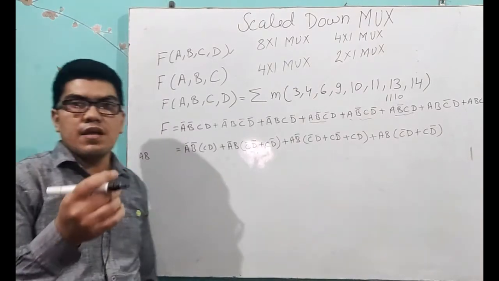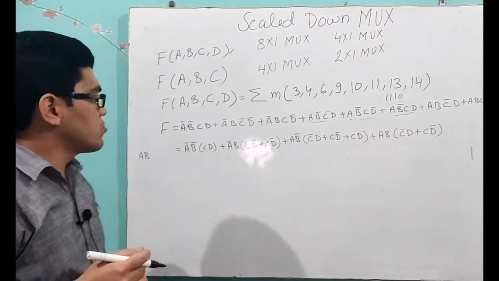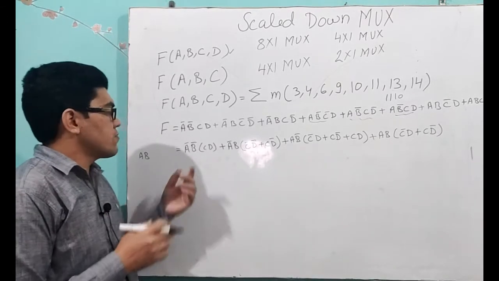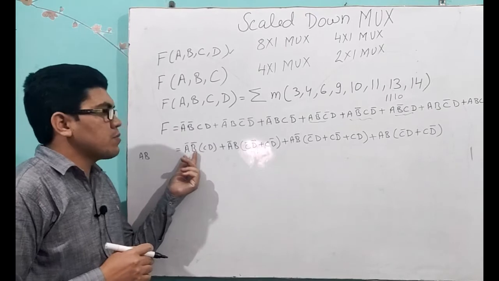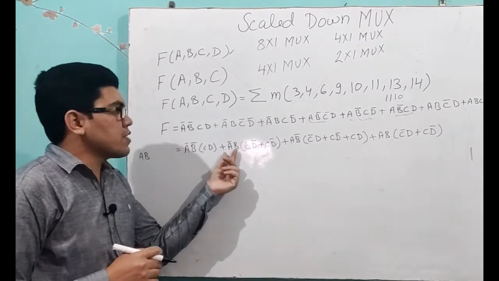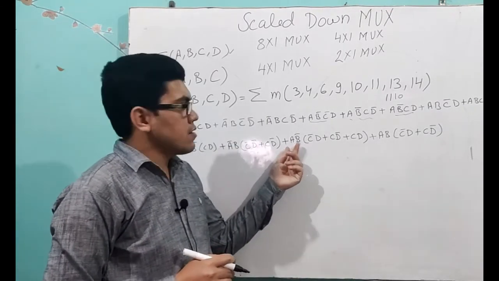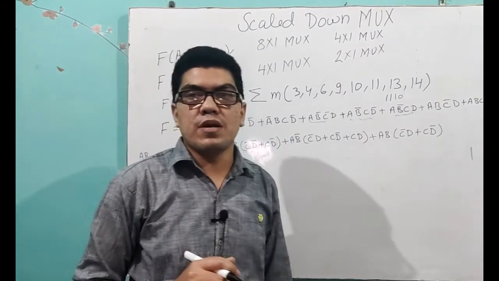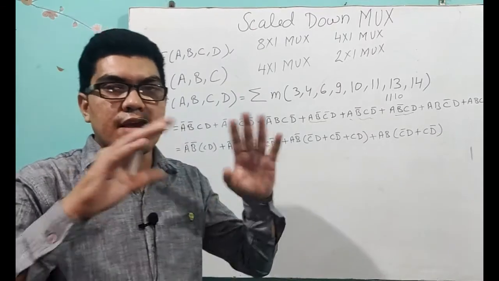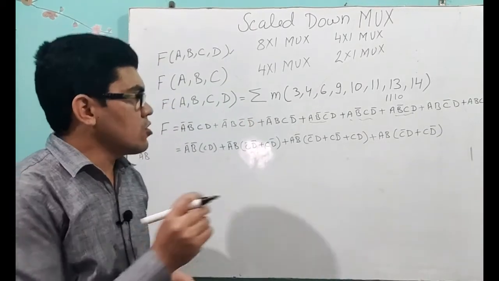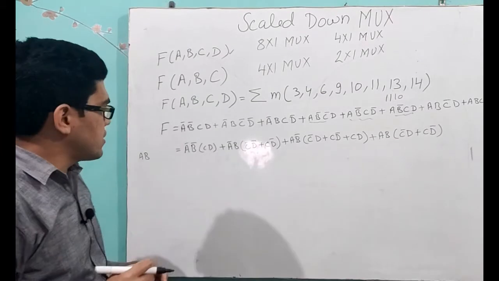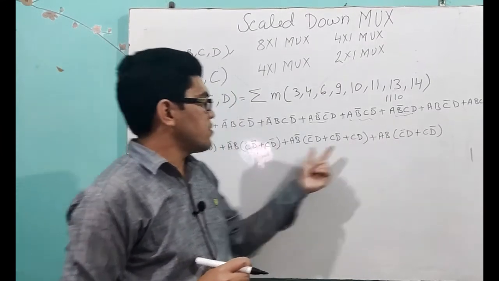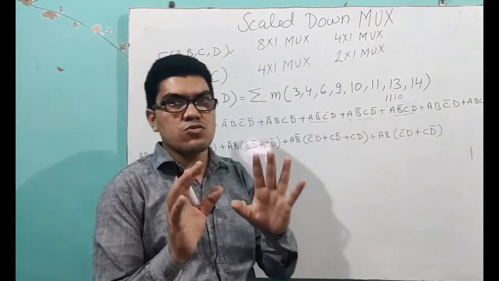So in all kinds of questions you have to do this. If you are choosing AB, then first you have to take common A bar B bar, then A bar B, then AB bar, and at last AB. So these four terms you will take common, and the rest of the things you will write in parentheses. Now the next step is to solve what is written in parentheses. We have to minimize these.